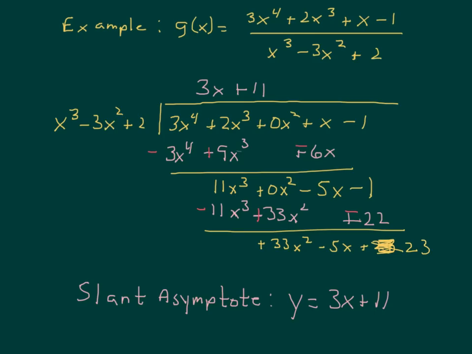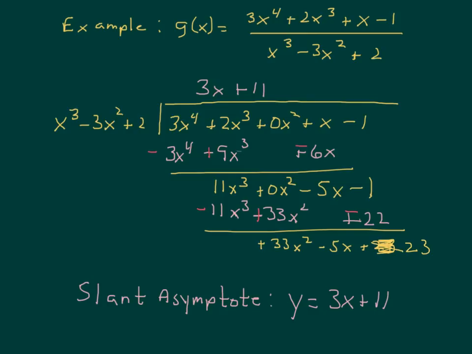Let's take a look at an example. In this case, we're going to take g of x equals 3x to the fourth plus 2x cubed plus x minus 1, over x cubed minus 3x squared plus 2. And we want to find its slant asymptote. We know it has a slant asymptote because the numerator has a degree of 4 and the denominator's degree is 3. Since the numerator has a degree one more than the denominator, we know there is a slant asymptote.